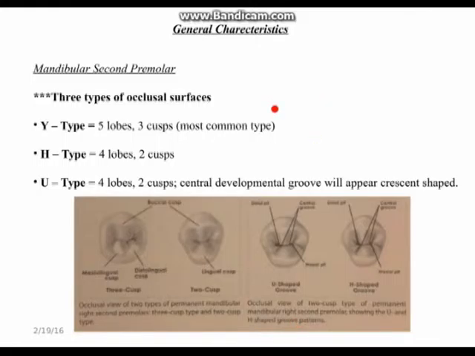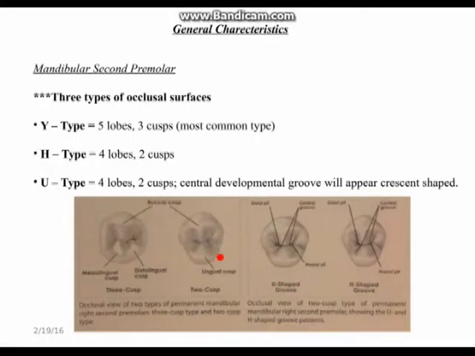Okay. The mandibular second premolar has three occlusal shapes. They come differently in each person. The most common type that you need to know is the Y. The Y type is 5 lobes, 3 cusps. Do we have the Y type? Yeah, I believe so.